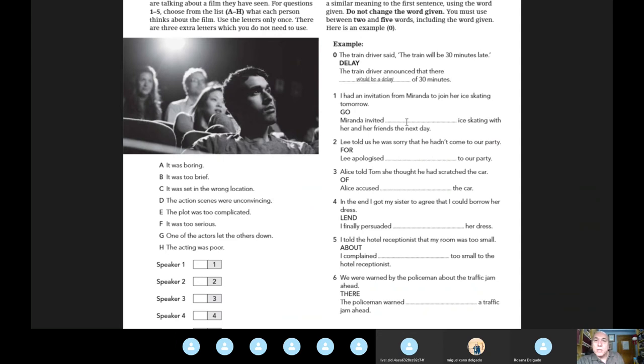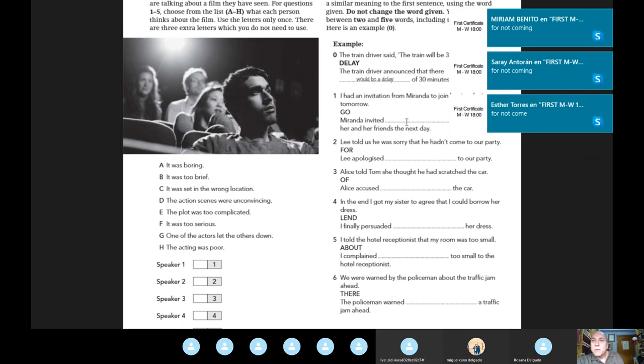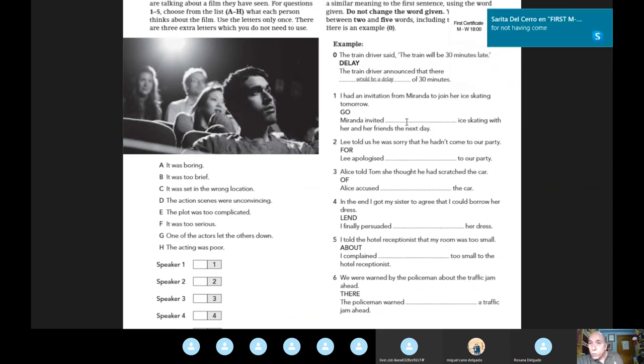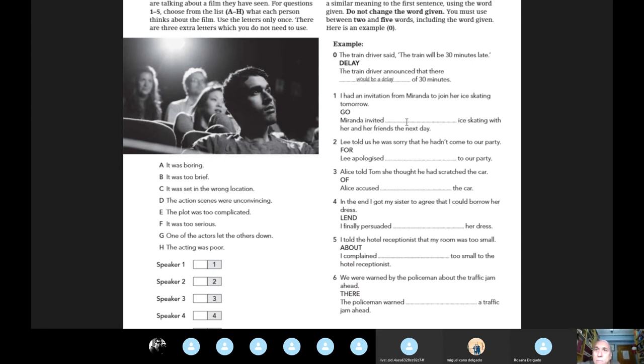Let's go to number two. Lee told us he was sorry that he hadn't come to our party. And you have to use for. Yes? So Lee apologized. What is your answer? For not coming, Rosie. Well, friends, for not having come. Well, yes, Sarah. There are two possible answers here, but always with ing, you know? Always with ing, because you have the preposition for. When you use prepositions, you have to use the verb ending in ing. So the two possible answers in number two are for not coming or for not having come.